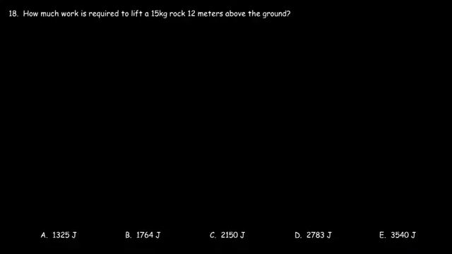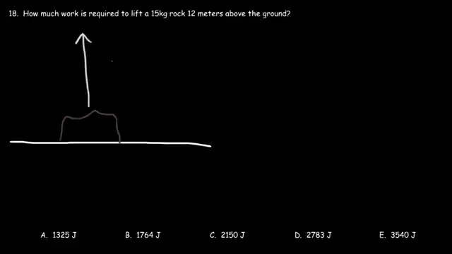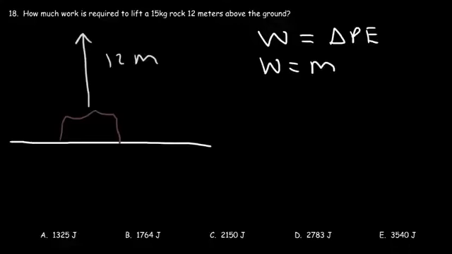Number 18. How much work is required to lift a 15 kilogram rock 12 meters above the ground? So let's say this is the rock, and we want to lift it up 12 meters above the ground. How much energy, or how much work is required to lift it up? The work required to lift something up at constant speed is equal to the change in the potential energy of the object. So work is equal to mg times the change in height.